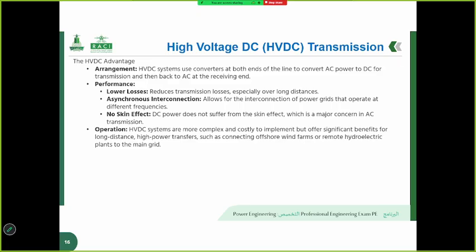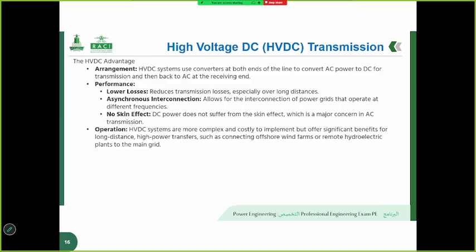So the skin effect is a phenomenon in AC transmission where current tends to flow near the surface of the conductor, increasing the effective resistance and power losses. Because DC current flows uniformly through the entire cross section of the conductor, HVDC lines do not suffer from this issue, leading to higher efficiency.